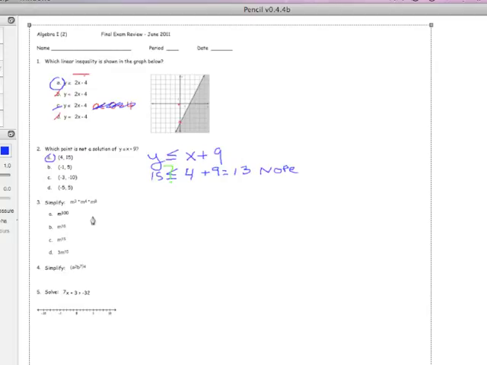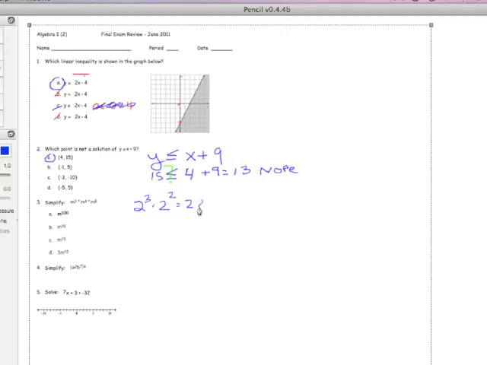Number 3, simplify this: m to the third, m to the fourth, m to the eighth. When we multiply like this with the same base, which here is m, we have to add exponents. And to remember that, just think of a really easy example. So, for example, 2 to the third times 2 squared.